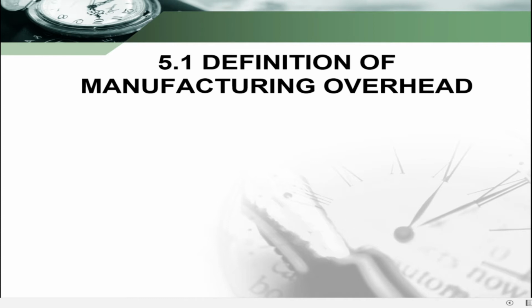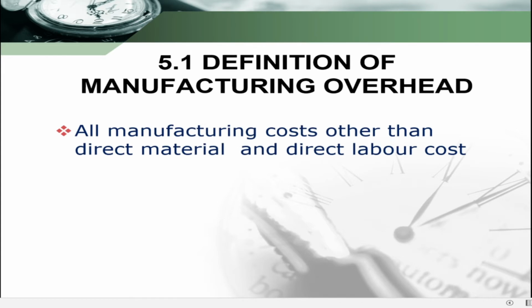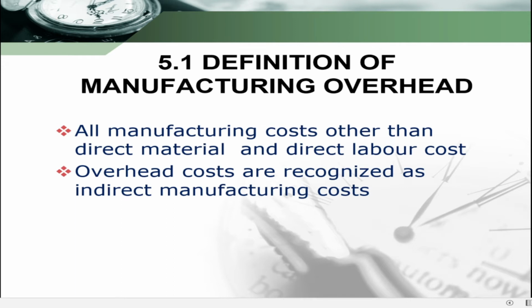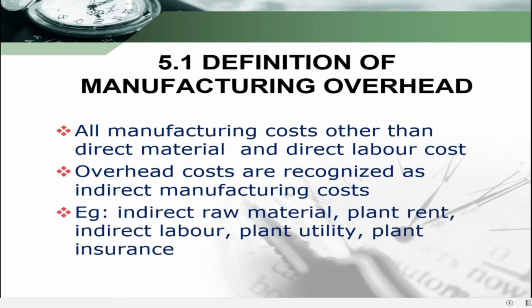5.1 Definition of manufacturing overhead. Manufacturing overhead is all manufacturing costs other than direct material and direct labor costs that support the production process. Overhead costs are recognized as indirect manufacturing costs, or factory overhead, or production overhead. Examples: indirect raw material, plant rent, indirect labor, plant utility, plant insurance.